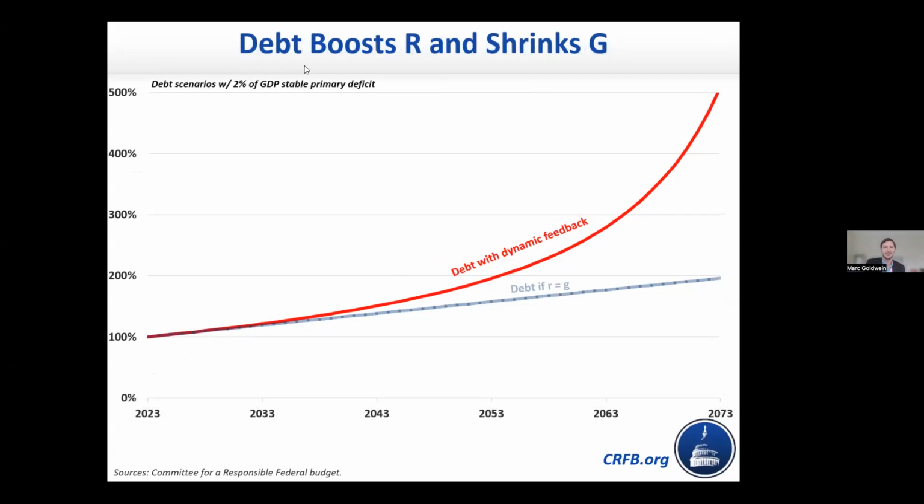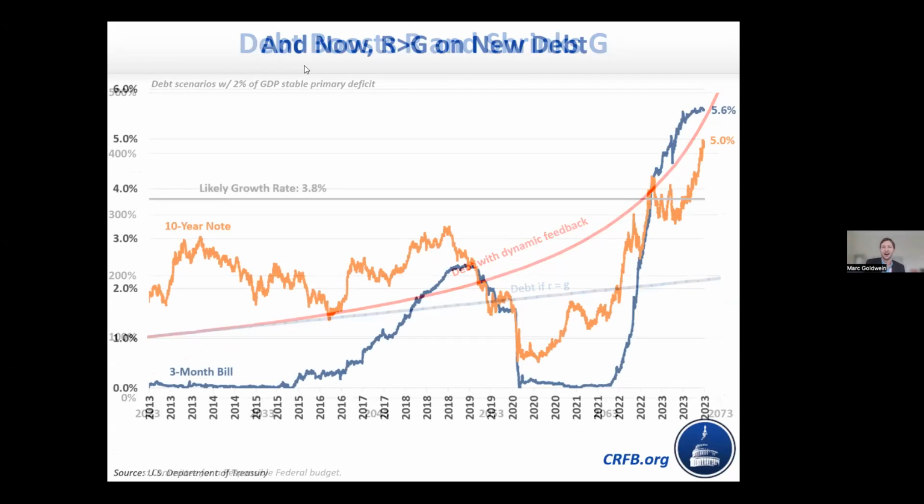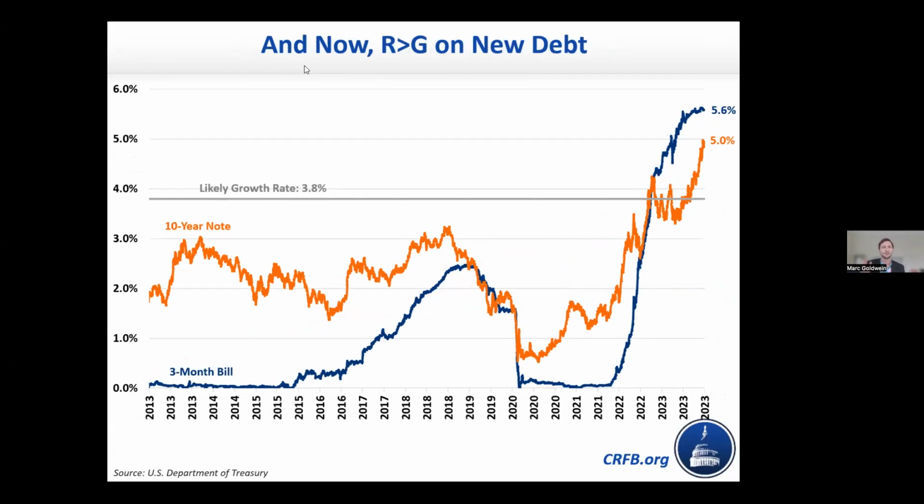And then lastly, and I think here's the reason many of you were interested in this webinar today, R is not below G anymore. The interest rate on new treasuries, most of them, is between 5 and 5.5%. The 10-year, I haven't looked since the webinar started, but it's either at 4.8 or 4.9. The 3-month is at 5.6. They are on average well above 5%.